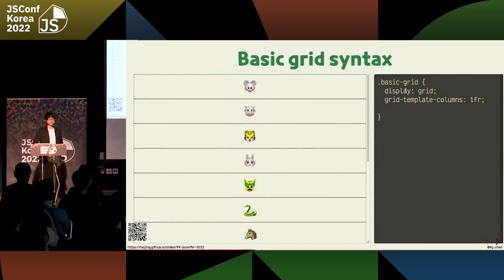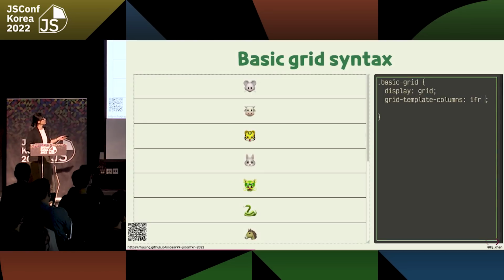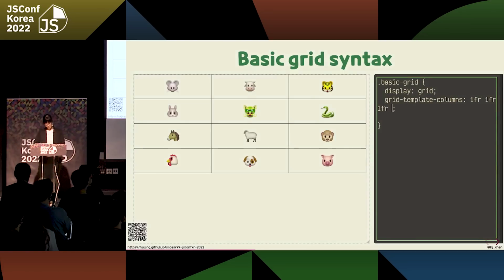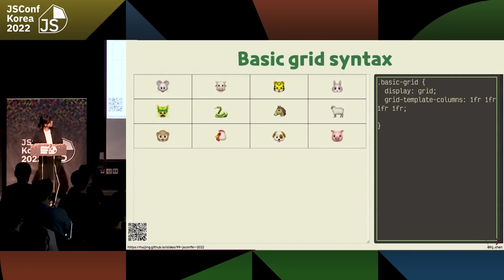Now, the bare minimum to start using grid as a layout tool is to set display to grid, and then you define some columns. So for example, 2 columns, 3 columns. You theoretically don't even need to be explicit about the rows unless you want to, because the row height will naturally be what the content is.